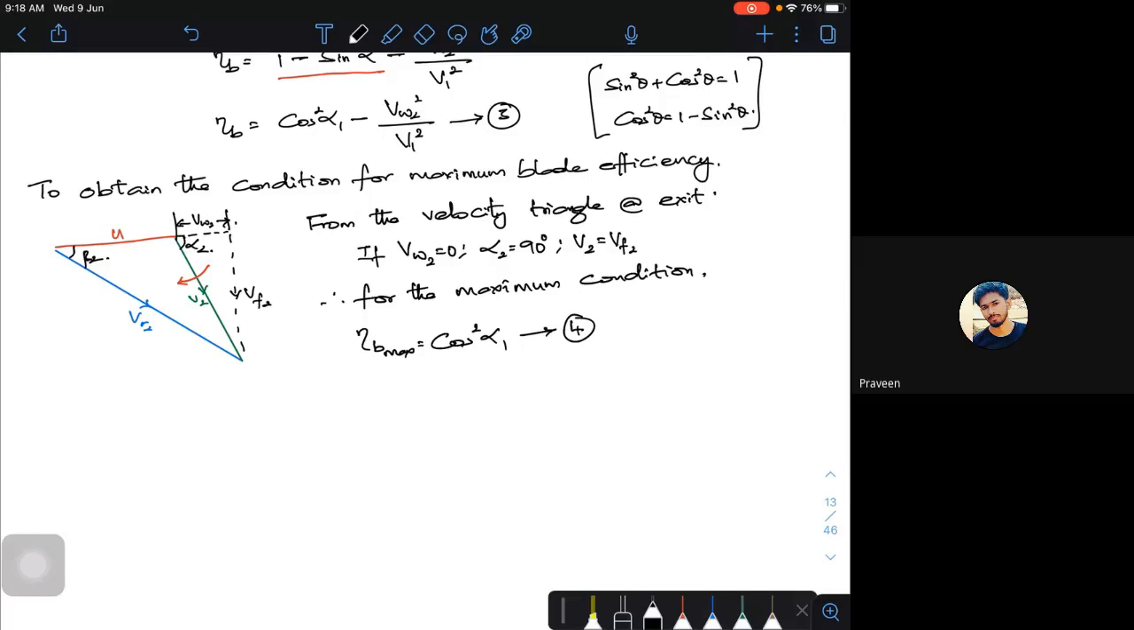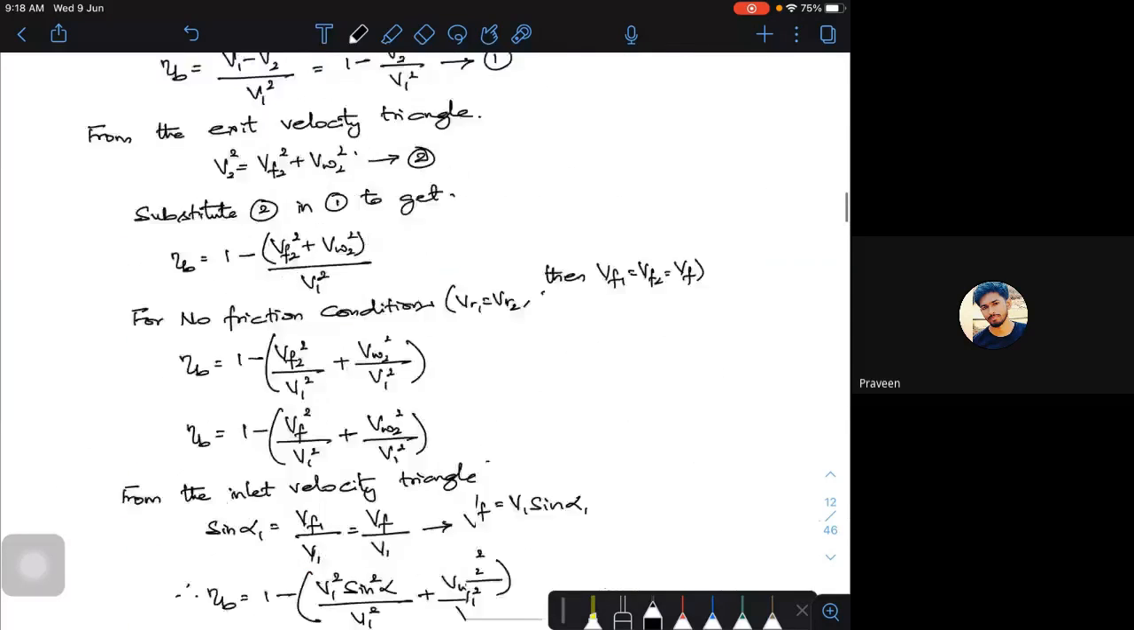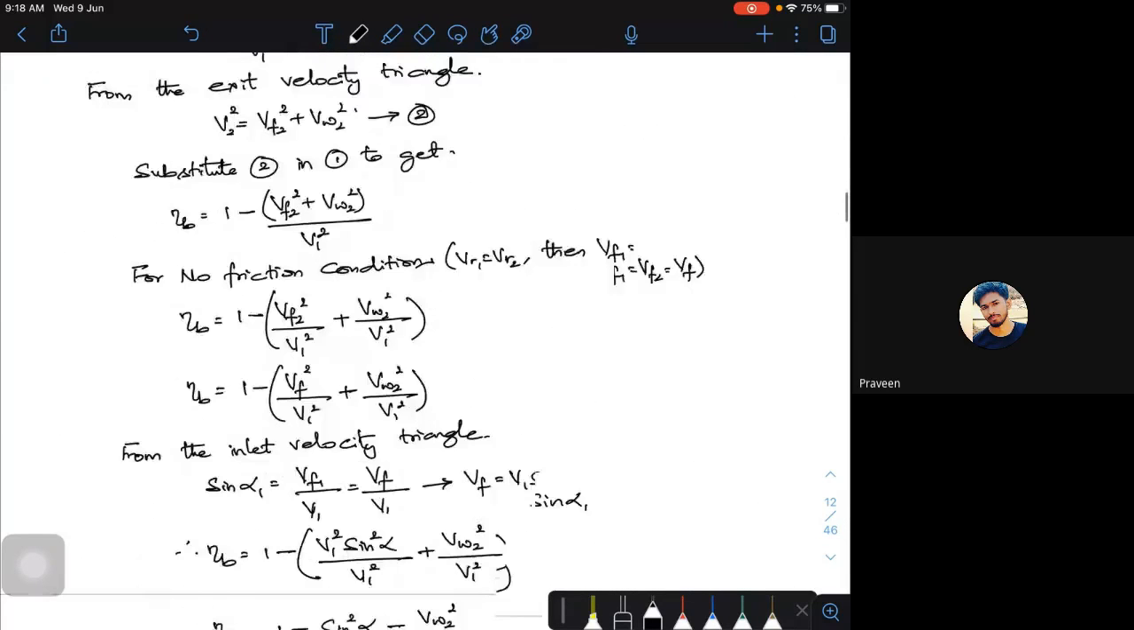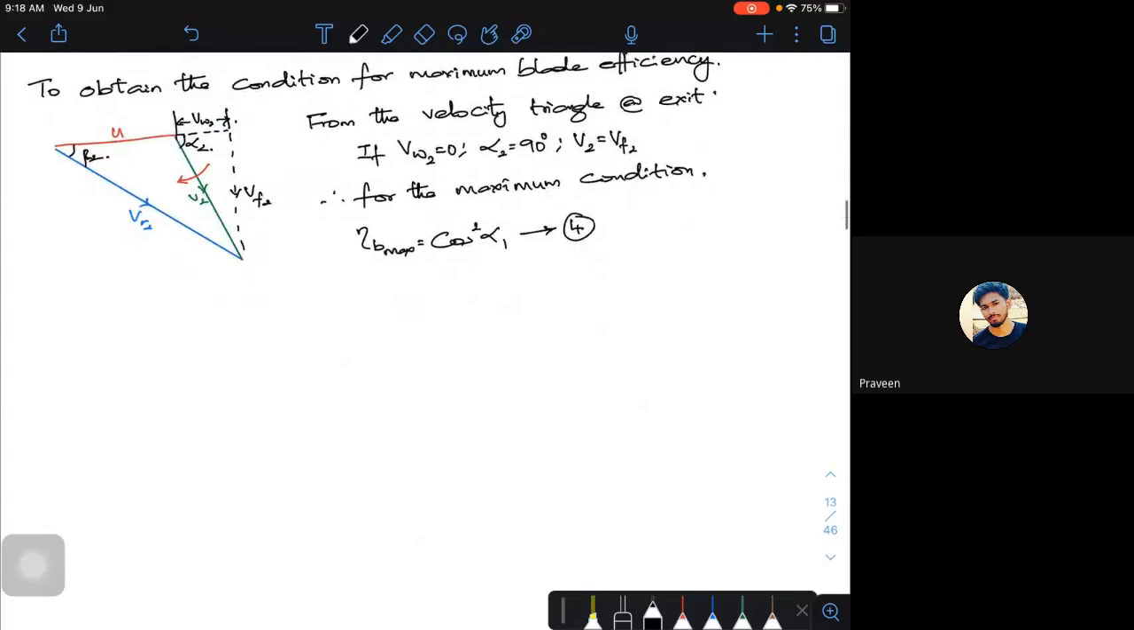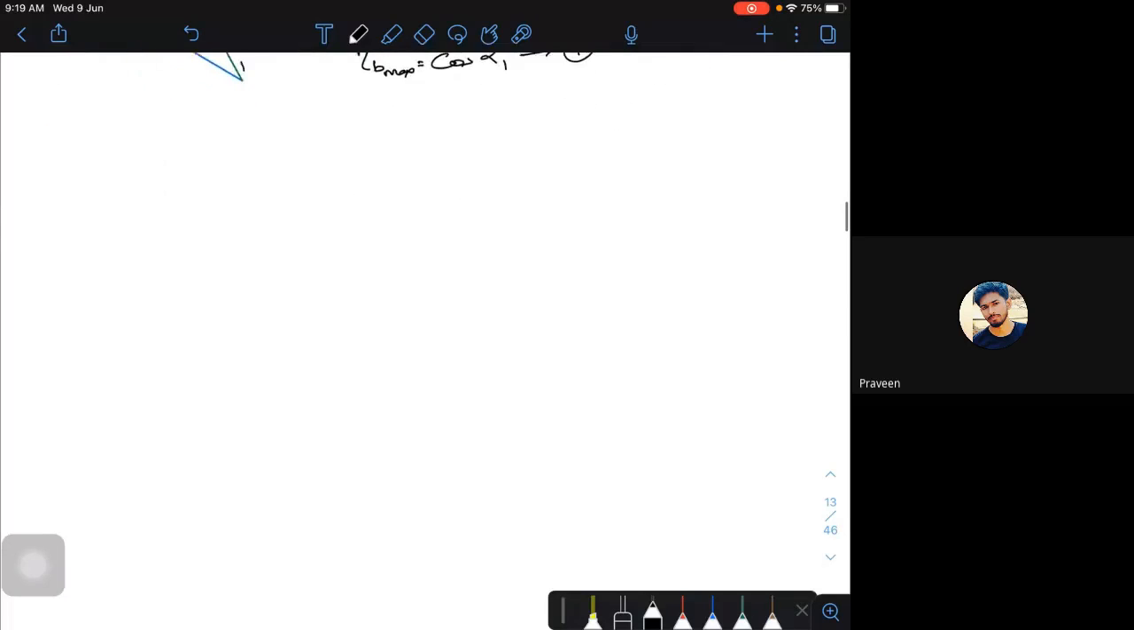So for maximum efficiency, it's only cos square alpha 1. For any other condition other than 90, it can be any acute angle from 0 to 90, I'll be using expression 3. Is that clear? So this is the general expression for blade efficiency and the maximum blade efficiency expression. Now the second one. We looked at the blade efficiency. Now let us look at the expression for the work done.